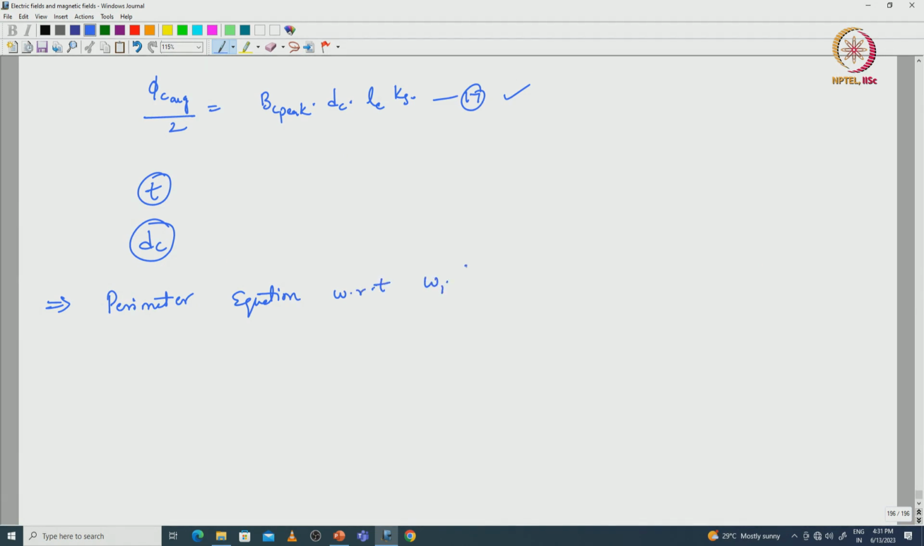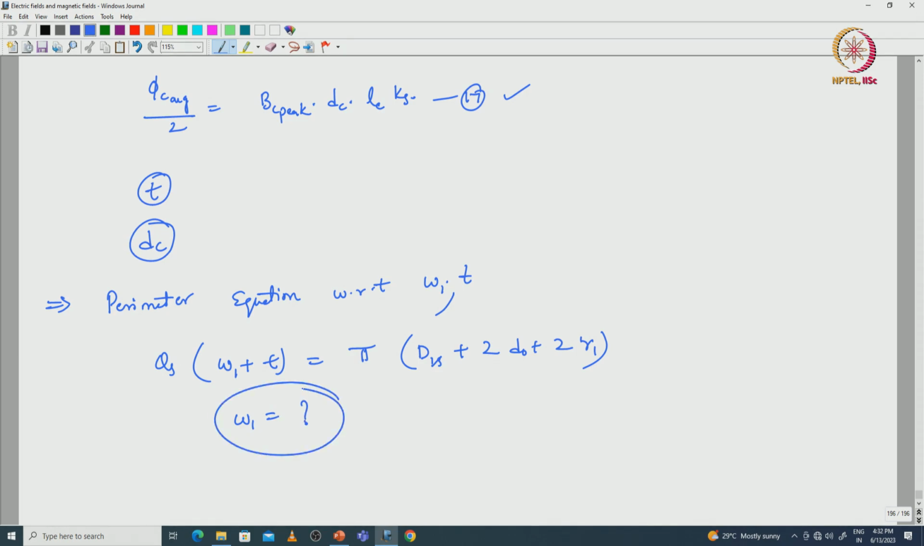With respect to W1 and T, Qs into (W1 plus T) is equal to pi into (DIS plus 2 into D0 plus 2 into R1). From here W1 can be calculated. Here we know the value of T, we know the value of Qs, and DIS is also known, D0 and R0 also known values.